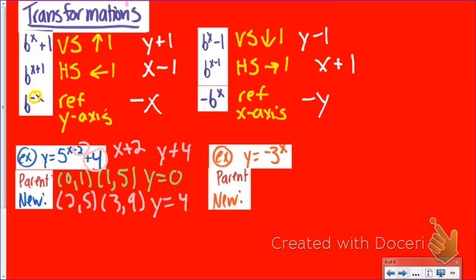And once I have my new points, it's pretty easy to draw my graph. So I'm going to go through 2, 5, and 3, 9, and I have that horizontal asymptote right below it.